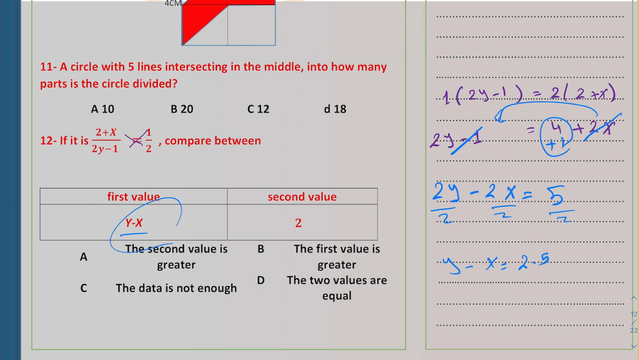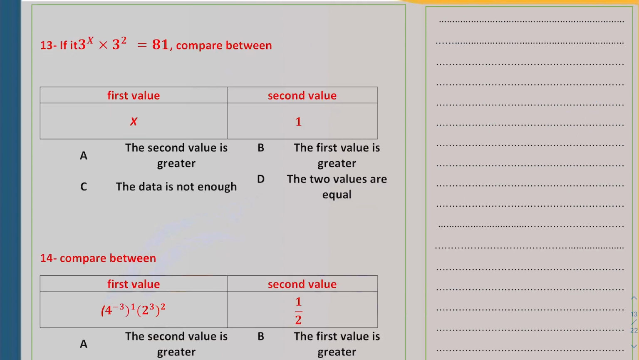Okay? Now, question number 13. If 3 power x times 3 power 2 equals 81. Okay. Can I change 81 to be like 3? So I can cancel the base and base. Always, this is the main idea, or the first idea I have to think about. 81 equals what? Let's use factorization. 81 equals 9 times 9.